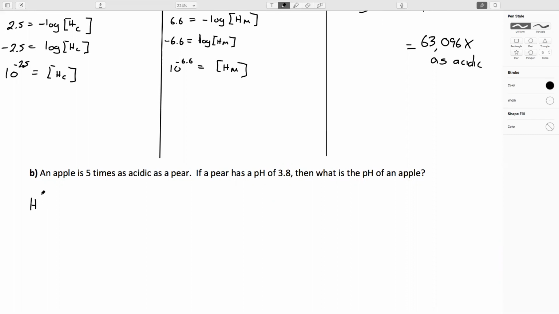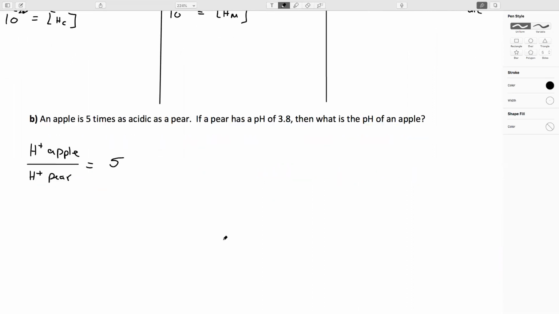So I know that the hydrogen ion concentration of an apple divided by the hydrogen ion concentration of a pear is equal to 5, because it's 5 times as acidic. Okay, now I know the hydrogen ion concentration of an apple is going to be 10 to some power. So I'm just going to call it 10 to the minus x so far. And I know that the pH of a pear is 3.8. So I can call that hydrogen ion concentration 10 to the minus 3.8 equals 5.